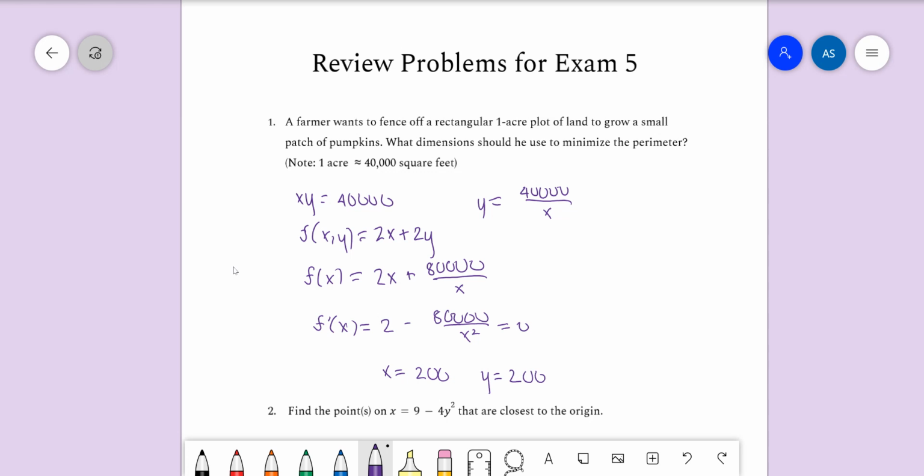Then you want to go ahead and check to make sure it's a maximum. You should know how to do that, and if not, you can go through previous lectures. But anyhow, I would have you check, and the dimensions will indeed be 200 feet by 200 feet. We're done. Box that answer. Good. That is number 1. Moving on to number 2.